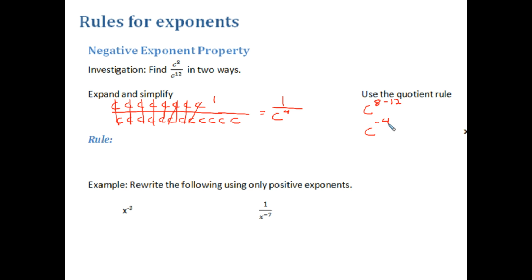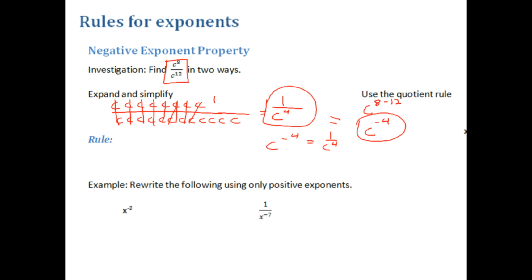Well, we solved the same problem in two different ways, and we did them correctly, so what has to be true about these two answers that we got? These two have to be equal. And so we can see that c to the negative 4th is really 1 over c to the 4th.